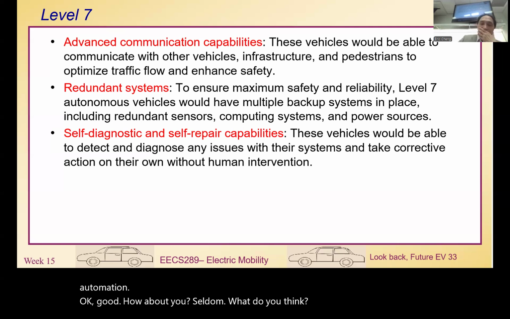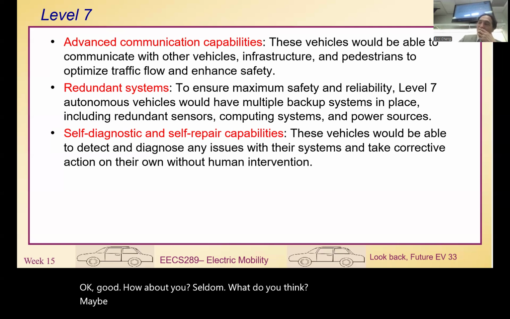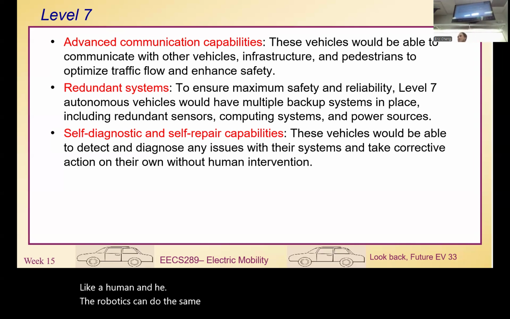Maybe more advanced robotics like human. I mean, the robotics can do the same thing as human, like run or do something with their own thinking. Yeah, I think mainly about this trend.